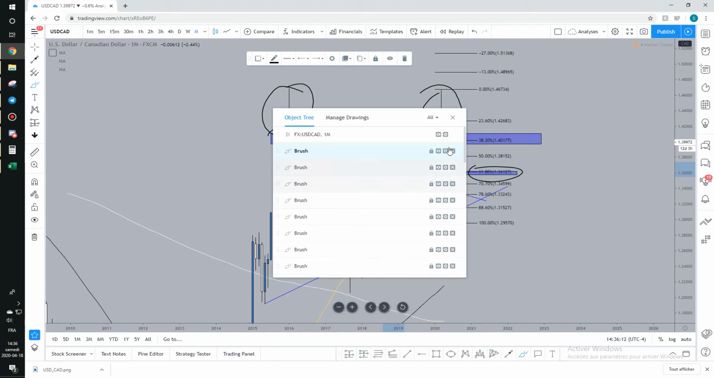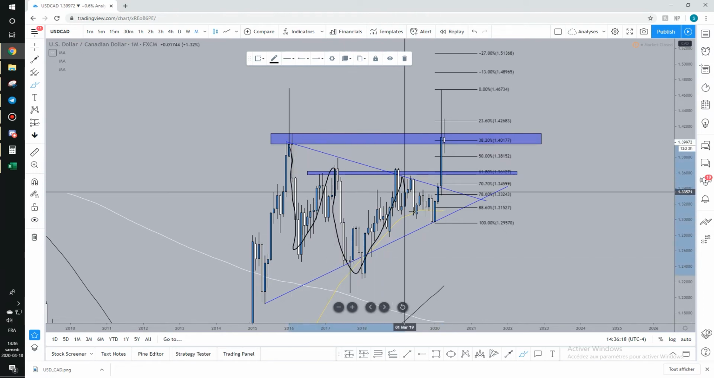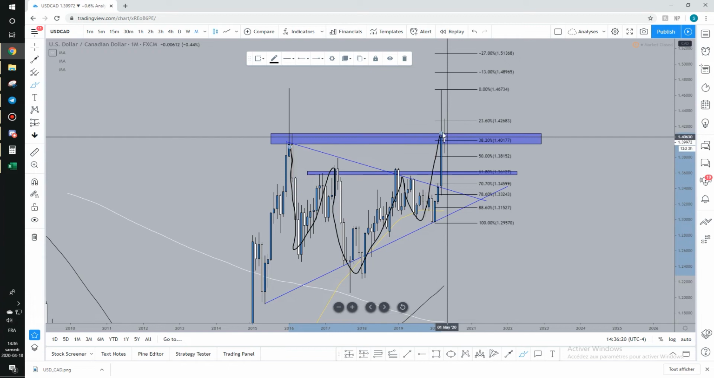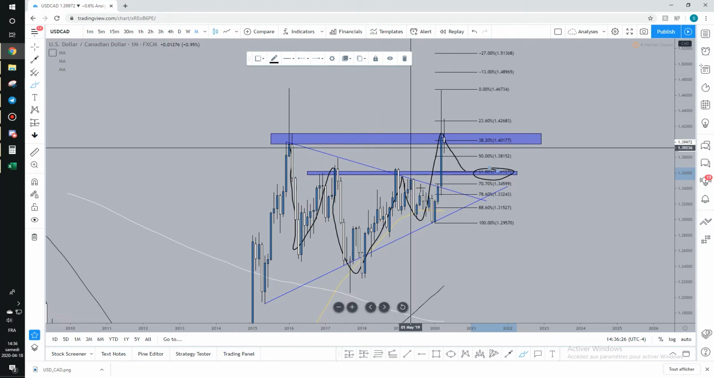Also on the monthly time frame, I'll just delete that first. You can see that there is an inverted head and shoulders there. So the price may retrace to the 61.8% of Fibonacci and retest the neckline of the head and shoulders.